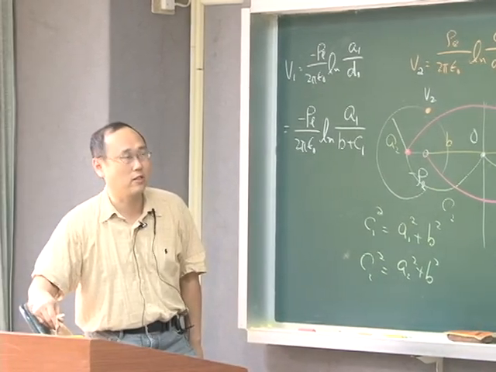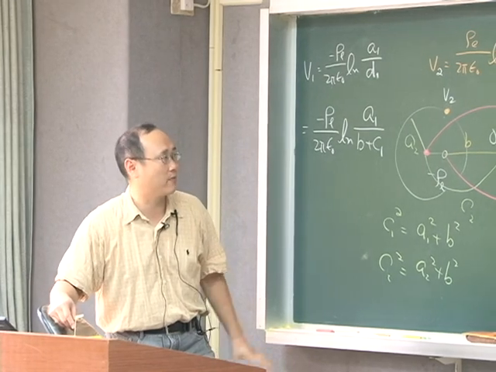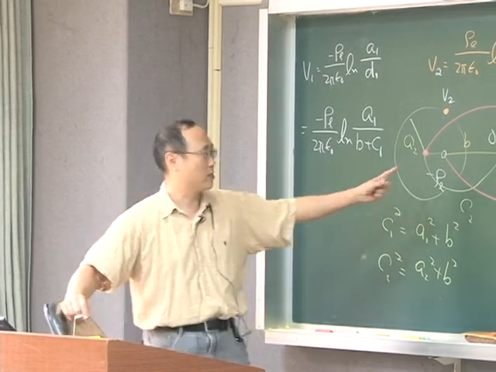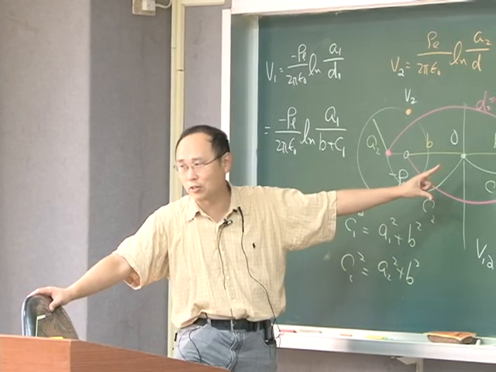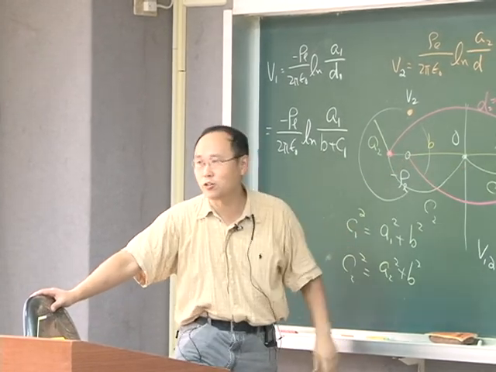Okay, so this is the general approach to solve the voltage difference between two equipotential surfaces generated by these two line charges.